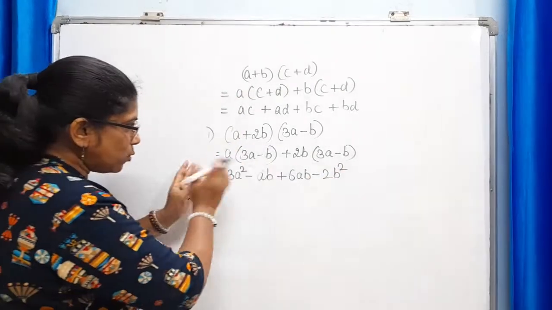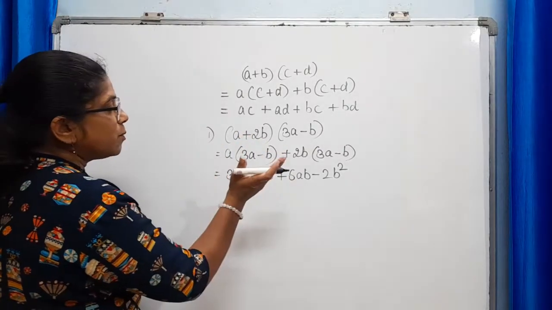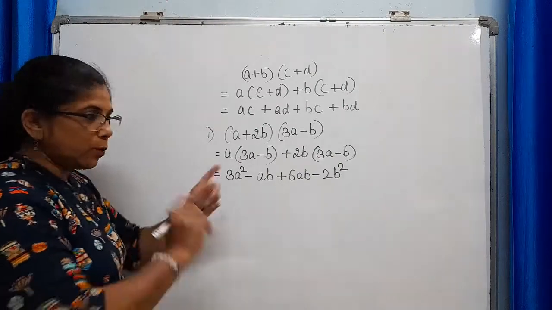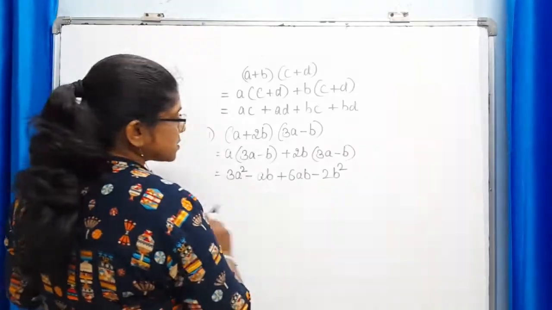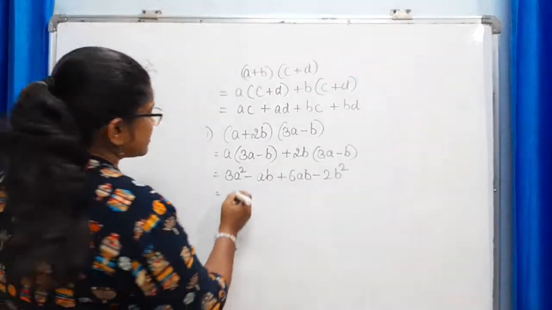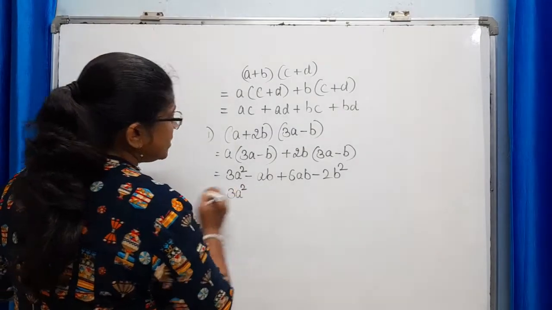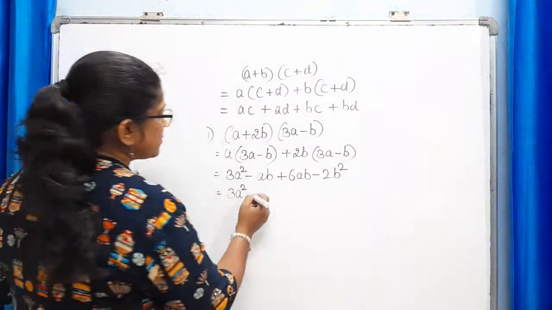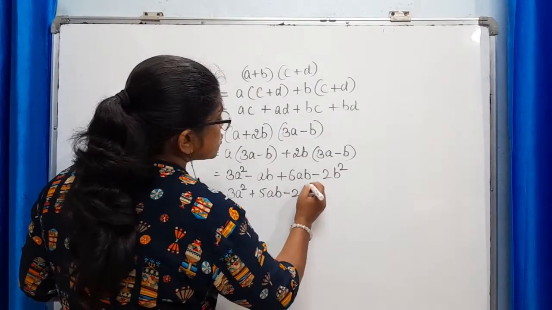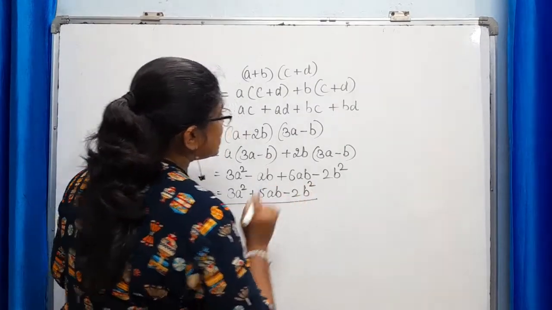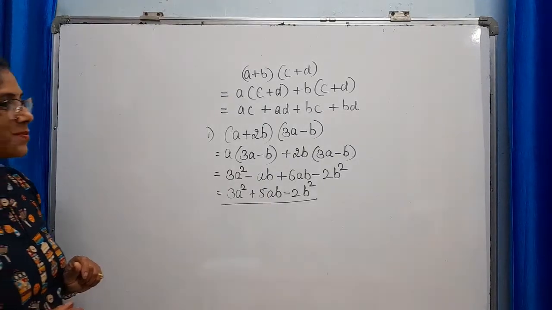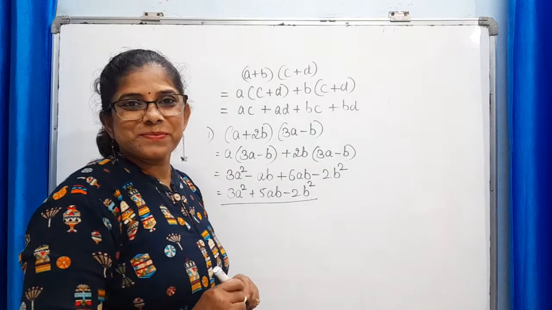Now just have a look at these terms: 3a square minus ab plus 6ab minus 2b square. Now in between we have like terms, 6ab minus ab, so we have to operate that. 3a square, 6ab minus ab is 5ab, minus 2b square. Now this is our final answer of this binomial into binomial. Now let's check one more example.